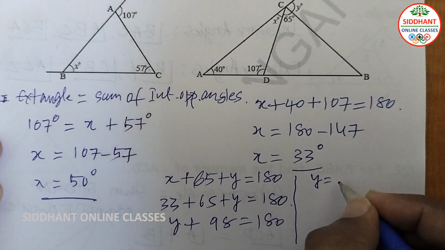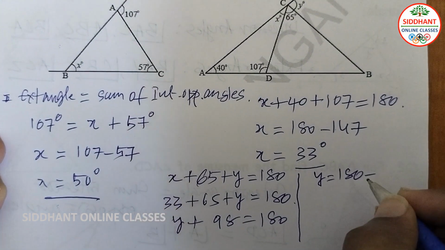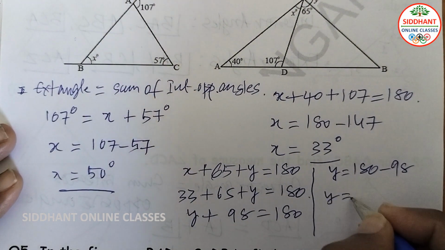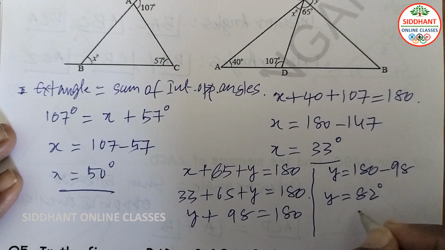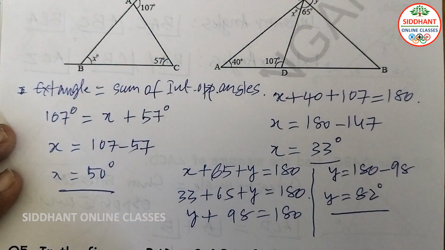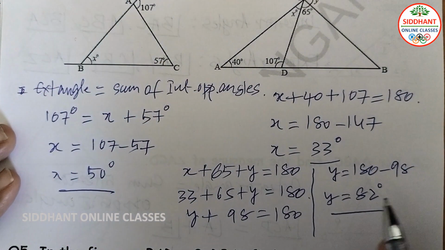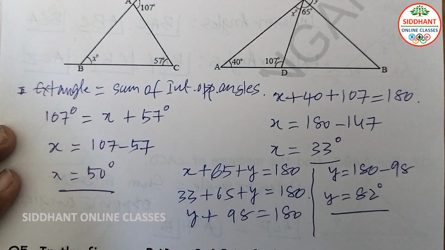Then Y equal to 180 minus 98, then Y equal to 82 degrees here. So this is X 33 degrees and Y 82 degrees here. In the figure 1, X is 50 degrees.